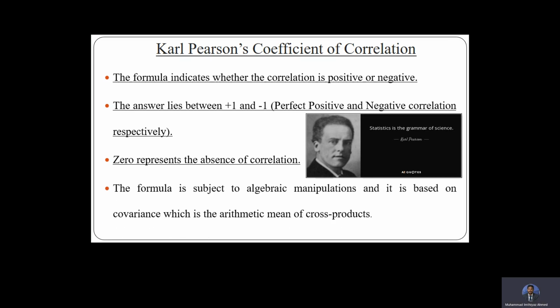So the formula is subject to algebraic manipulation and it is based on covariance, which is the arithmetic mean of cross products. So we need to study arithmetic mean and I will tell you how to use standard deviation also. With that only we are going to study the coefficient of correlation. Okay, what is the main idea he is trying to tell? If you try to find the relationship between x and y, you will get either positive or negative. The answer will come either in +1 or -1. +1 says positive, minus means negative. 0, no correlation. That's all.